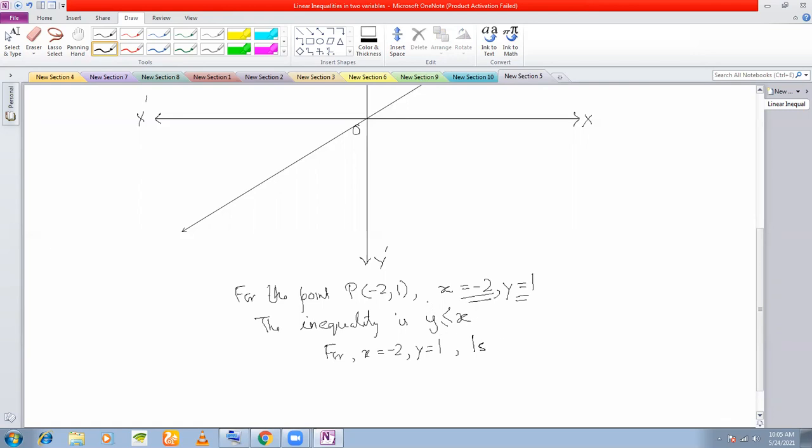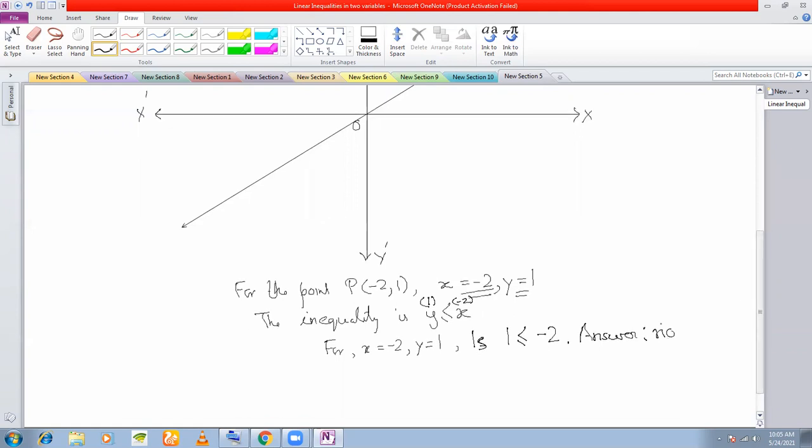See here, the value of y is 1 and the value of x is -2. The question you have to answer here is: is 1 less than or equal to -2? The answer is no. Now, if the answer is no, that means x is equal to -2, therefore, you can say no.